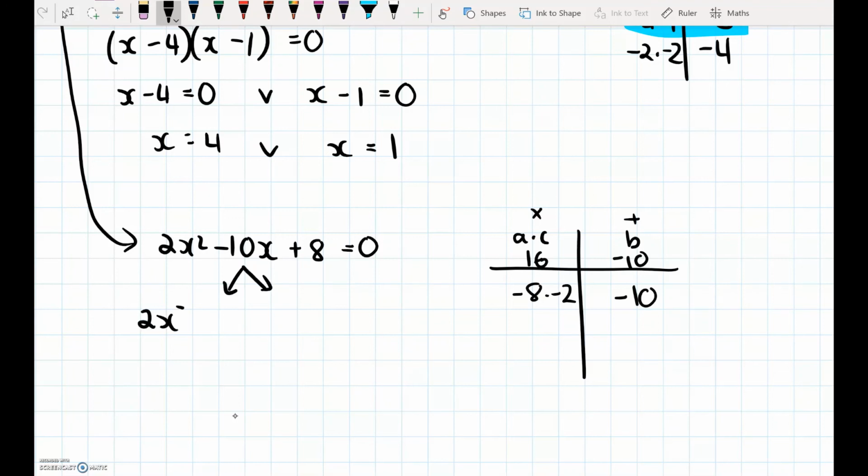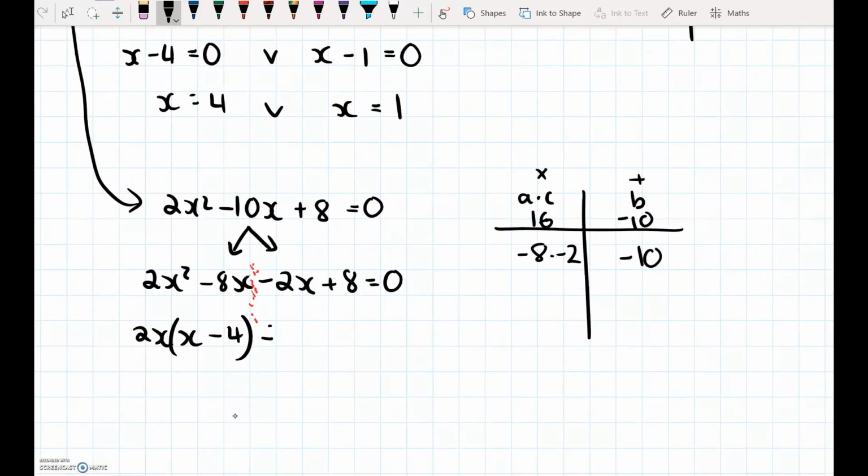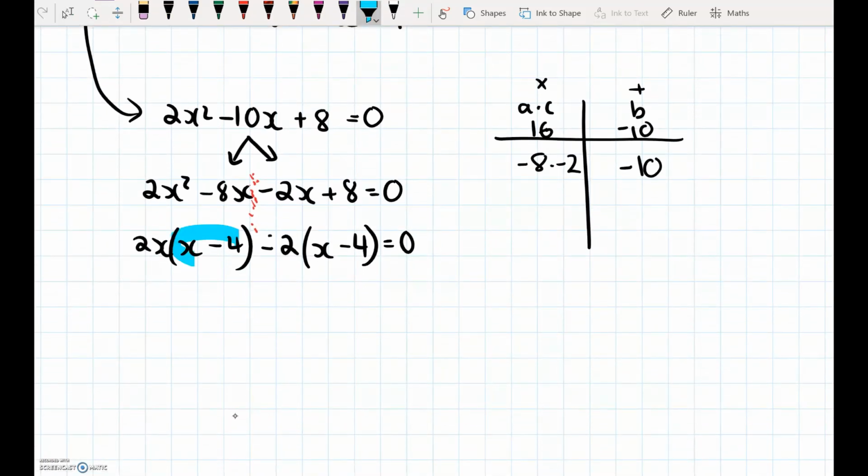Now remember originally we split that middle term, so let's try it. So we have 2x squared minus 8x minus 2x plus 8 is equal to 0. We can factorize this. If we divide it into 2 parts here, on the left our factors are 2x, and then we just get x minus 4. And then we have minus 2, because 2x and 8 can be divided by 2, x minus 4 equals 0.